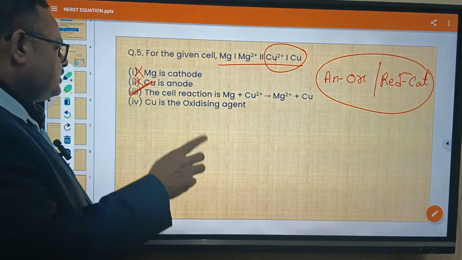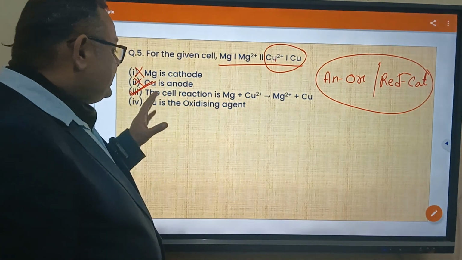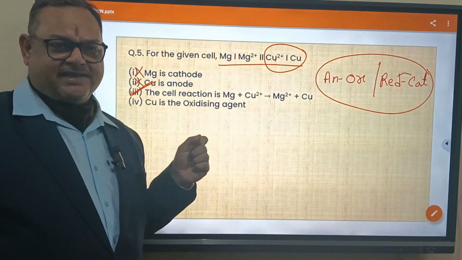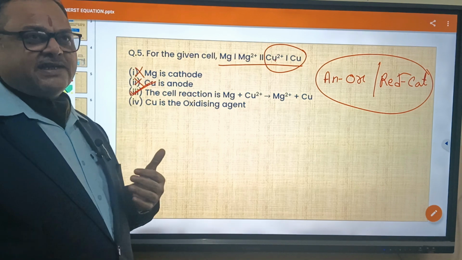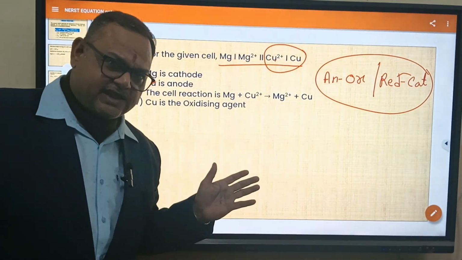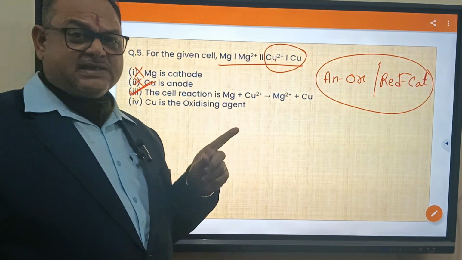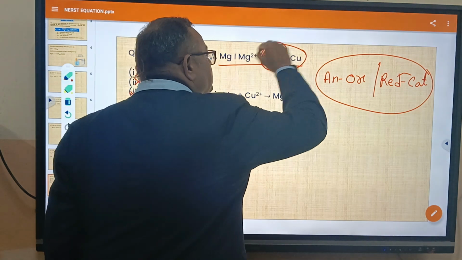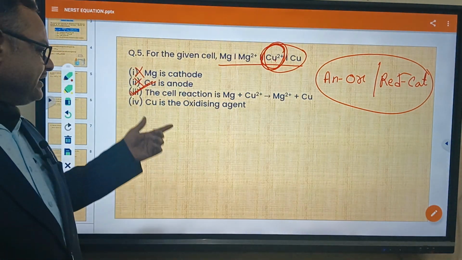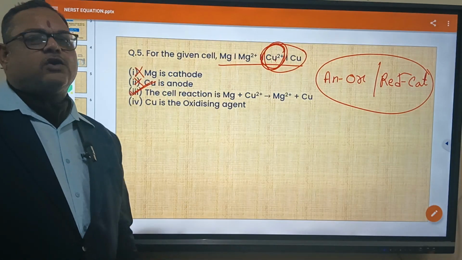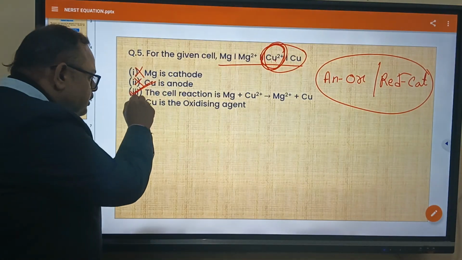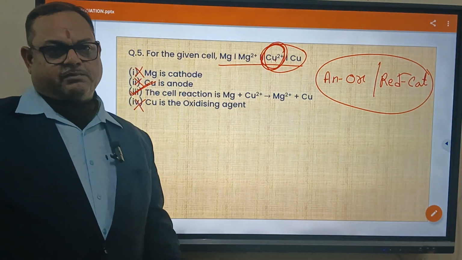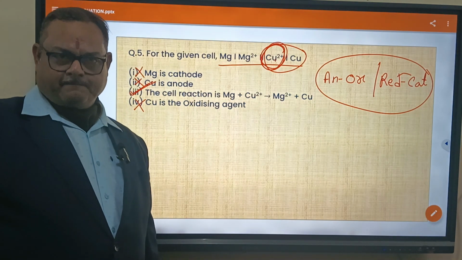But pay attention. This question appears like there are two correct answers. It says copper is oxidizing agent and you might be thinking that it is present in the reduction half cell, so it is the oxidizing agent. Yes, oxidizing agent is present in the reduction half cell, but children, it is Cu2+, not Cu. And the statement says Cu is the oxidizing agent, thus this is also not correct. So out of the four, option number 3 is the correct. Please be very careful while you do this question.